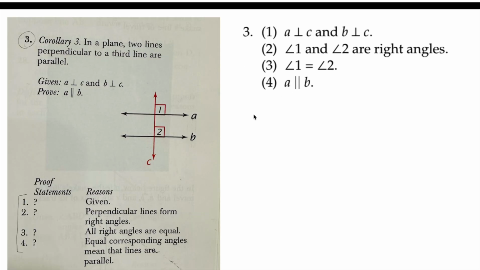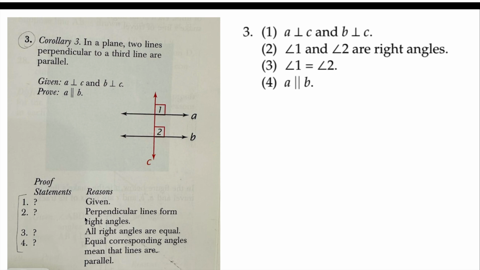Last one. Corollary 3. In a plane, two lines perpendicular to a third line are parallel. So this is what is given. Line A is perpendicular to C, and line B is perpendicular to C. So we have two lines, A and B. We need to prove that they are parallel, but we are given that line C, our transversal, makes perpendicular angles right here. So what are we given? We are given this. We would rewrite this statement right here. A is perpendicular to C and B is perpendicular to C.